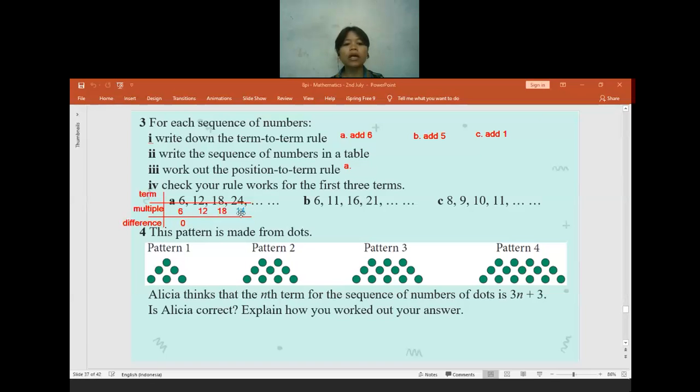Yeah, the position number is always multiplied by whatever the term-to-term rule is. Because the term-to-term rule is 6, the position number is multiplied by 6. So it is 6 times the position number, and then we plus the difference. The difference is 0, so it's not compulsory to write plus 0. You can directly write it as 6 times position number. Is there anyone who is confused, or maybe I talk too fast still?